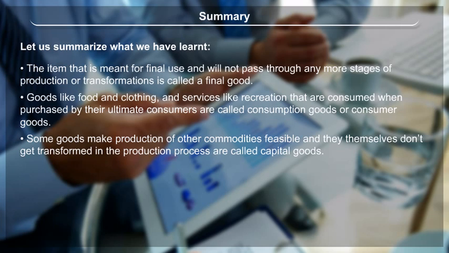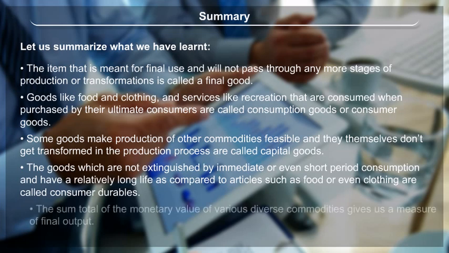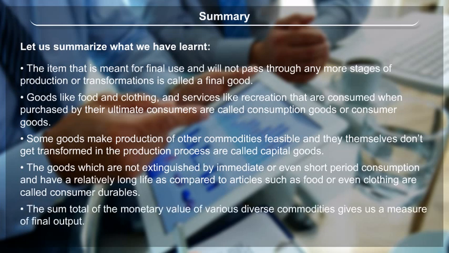Some goods make production of other commodities feasible, and they themselves don't get transformed in the production process. These are called capital goods. The goods which are not extinguished by immediate or even short-period consumption and have a relatively long life as compared to articles such as food or even clothing are called consumer durables. The sum total of the monetary value of various diverse commodities gives us a measure of final output.